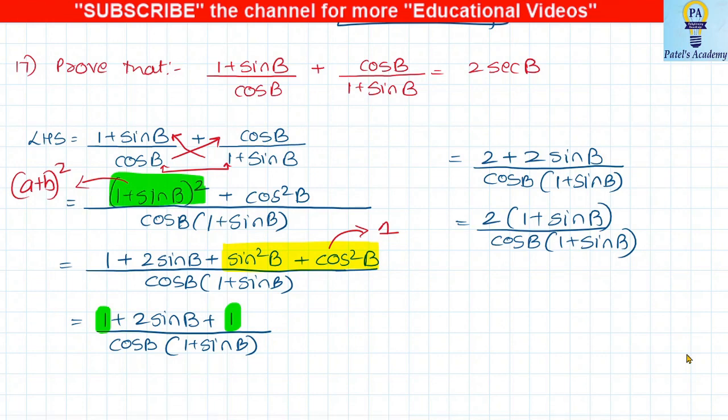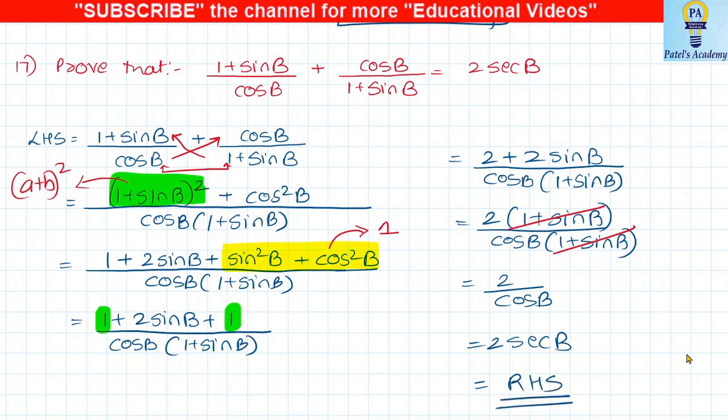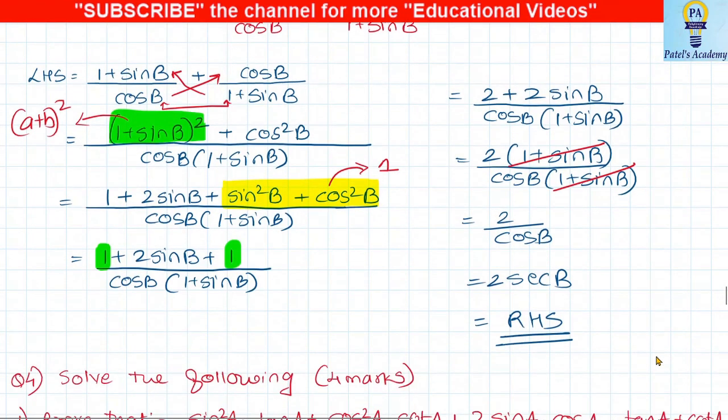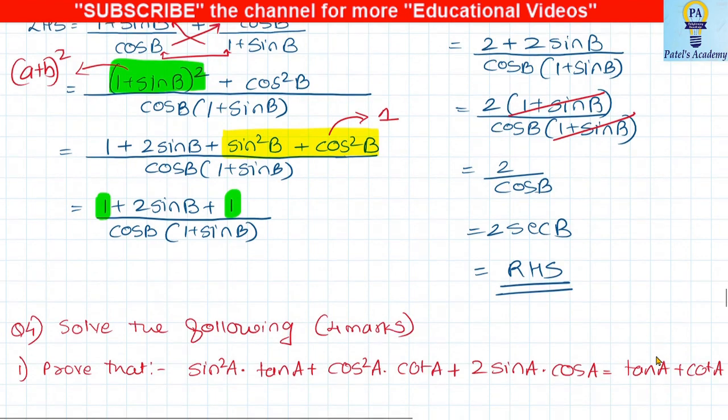Now what I see is, students, 1 plus sine b, 1 plus sine b cancel. What we get over here is 2 upon cos b. So 2 as it is, inverse of cos is sec. So we get 2 sec b, that is nothing but equal to RHS. Okay, so that is why I didn't open the bracket in the denominator. Because 1 plus sine b and 1 plus sine b will cancel. Okay, students, so with this we finished with question 3b.